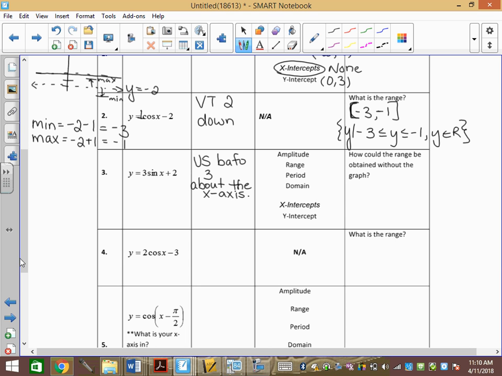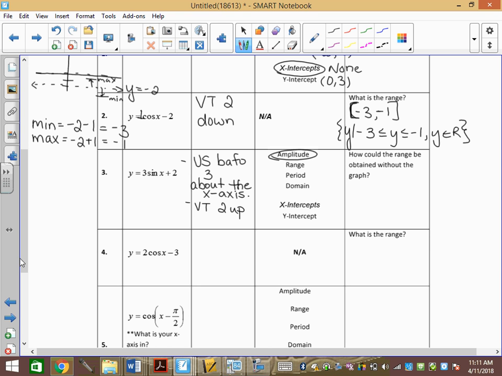Okay, and what else do we have? Vertical translation up. What changes? Does my amplitude change? What's it normally on a basic cosine graph? Sine, we're not in cosine at all. 1. Has it changed? Yes. Does my range change? Normally it's between -1 and 1. It would now be between -3 and 3, but I also moved up 2, so it's actually between -1 and 5.